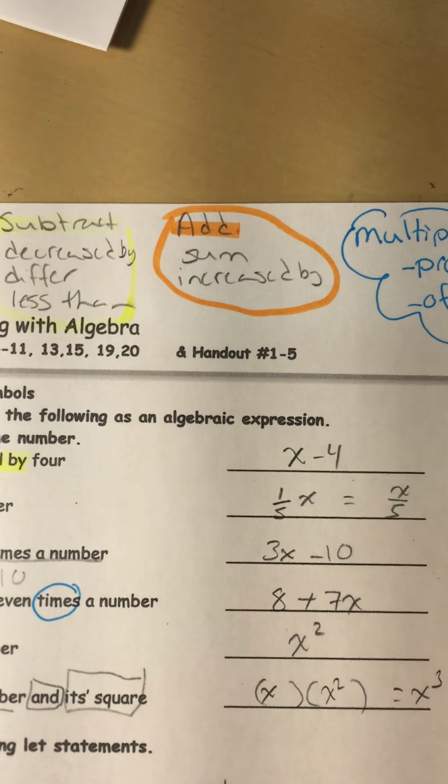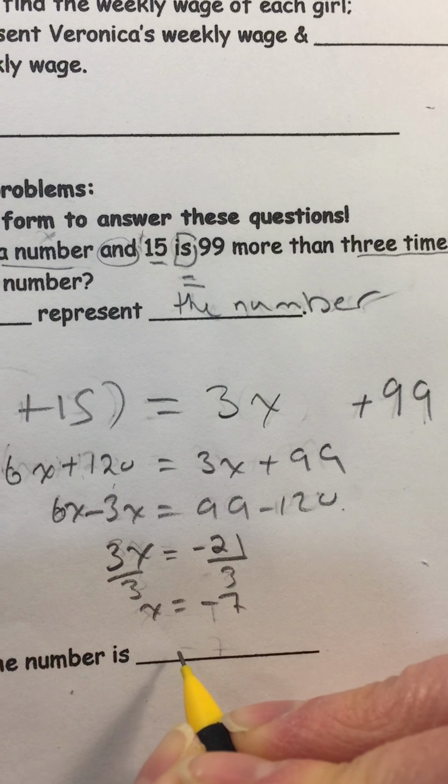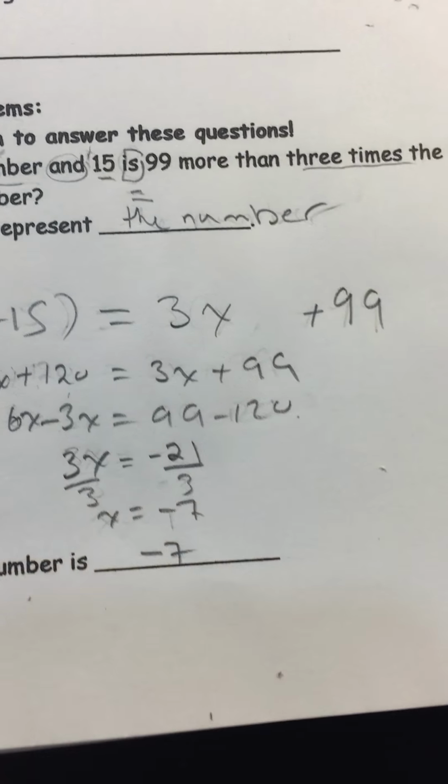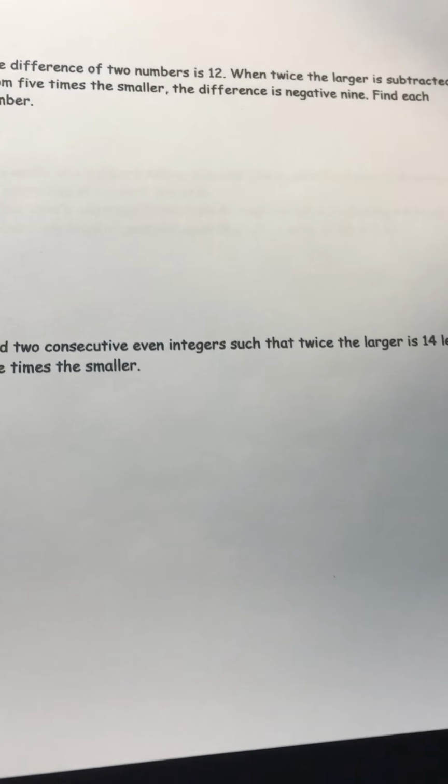I'm going to subtract the 3x from both sides. I'm going to subtract the 120 from both sides. I'm going to get negative 21 on this side, and I'm going to get 3x on that side. Divide by the coefficient of 3, and get x is negative 7. Therefore, the number is negative 7. That's the number that they were talking about. Okay, next.